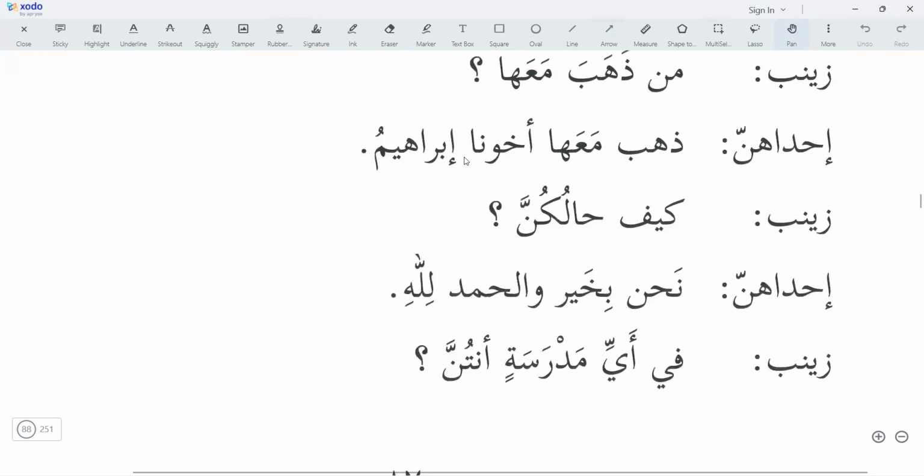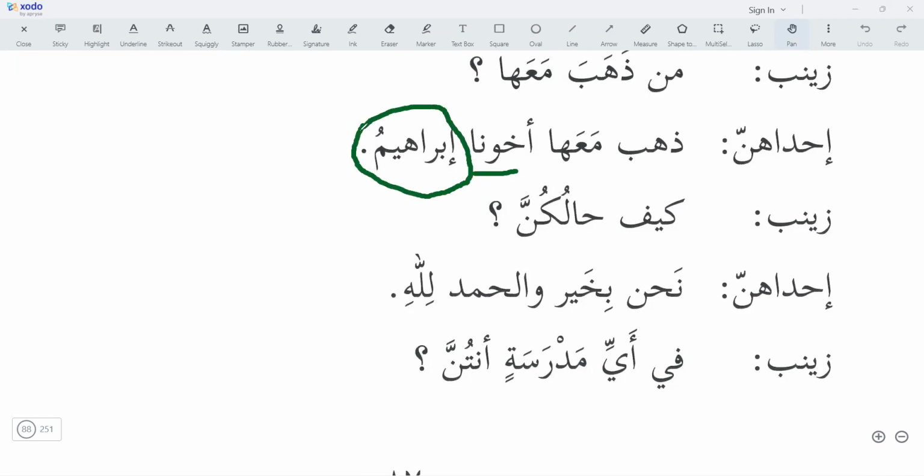Zahaba ma'aha akhuna Ibrahimu. With her, our brother Ibrahim went. Ibrahim is mamnu min asraf because it is a non-Arabic name, so it doesn't take the tanween. Zahaba ma'aha akhuna Ibrahimu. With her, our brother Ibrahim went.